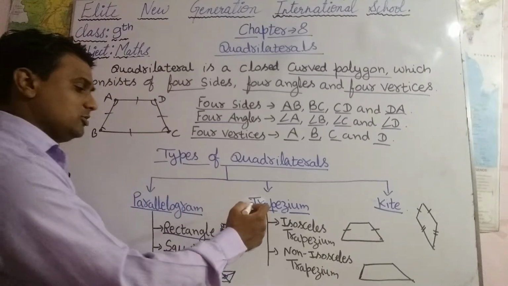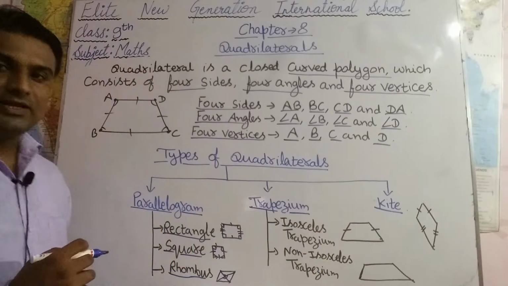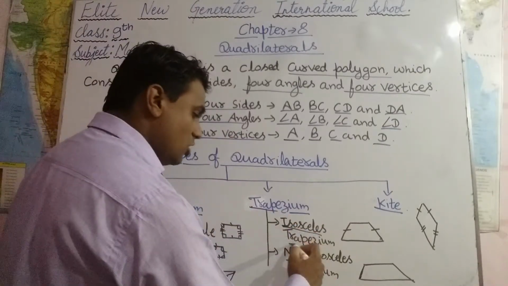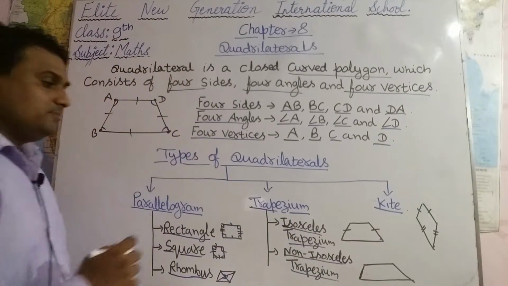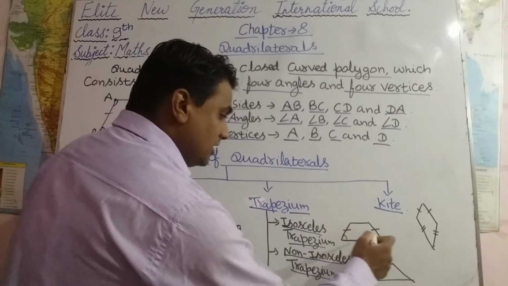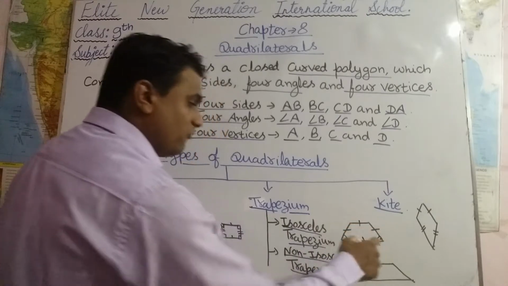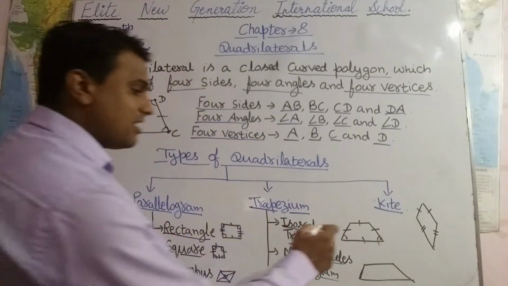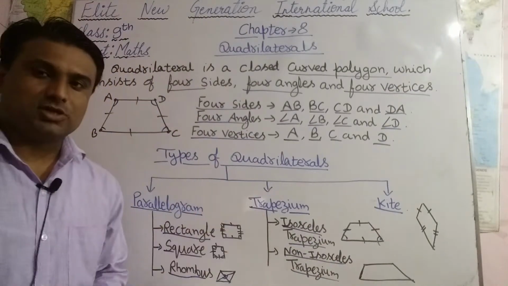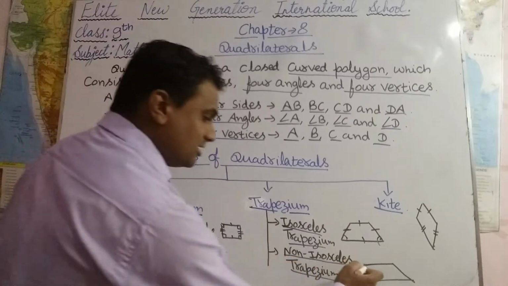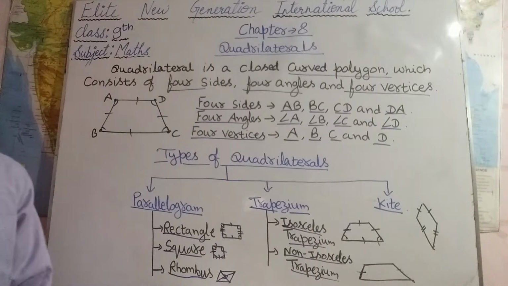Now come to trapezium, the second part. Trapezium is further divided into 2 parts: isosceles trapezium and non-isosceles trapezium. What is an isosceles trapezium? In a trapezium, one pair of opposite sides is parallel, and the other sides are non-parallel. When the non-parallel sides of a trapezium are equal, it is known as an isosceles trapezium, and when the non-parallel sides are unequal, it is known as a non-isosceles trapezium.